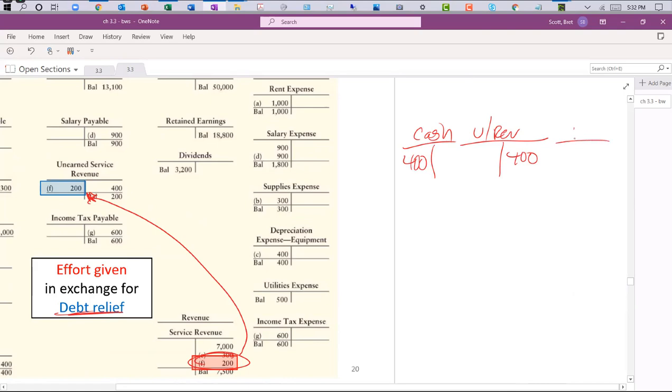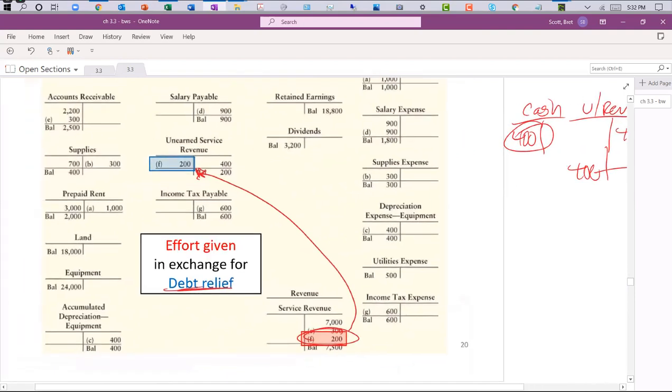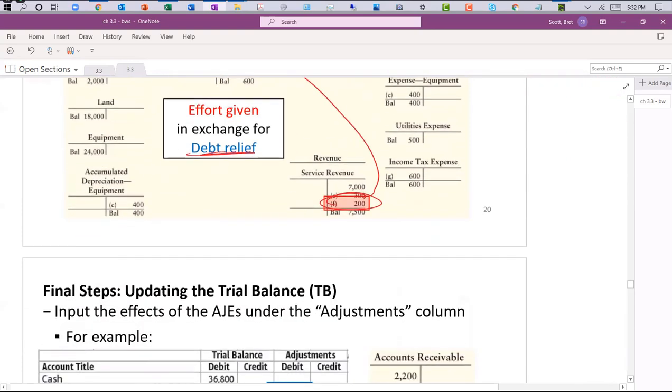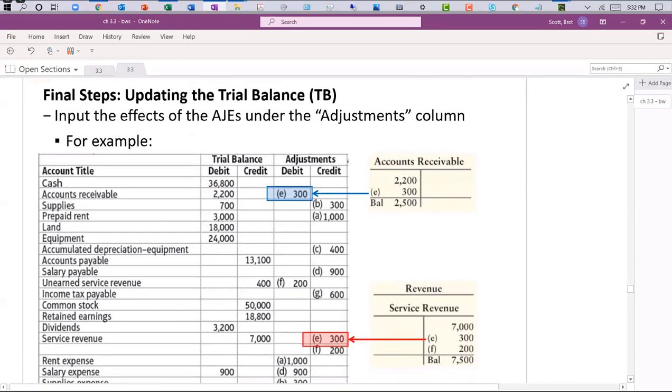But once we perform all of the services, the revenue will be recognized when we debit the unearned revenue and credit the revenue account. Until then, I look at that $400 and say, I might want to put that off to the side to show that's restricted. Either way, I promise to perform the services. I'm going to do that. Effort given results in debt relief.